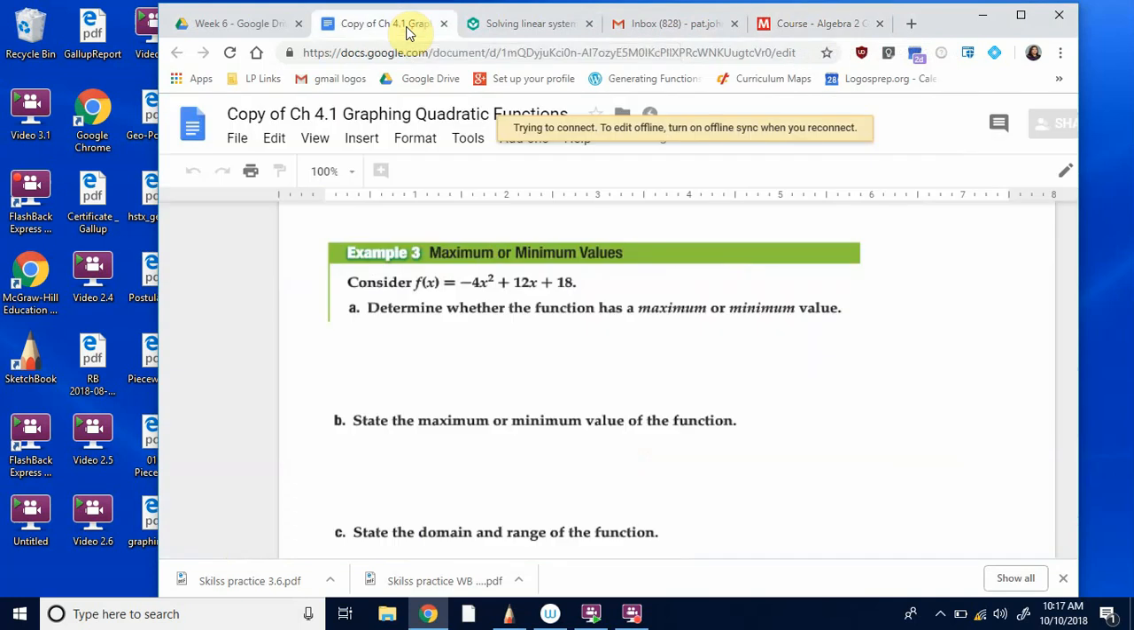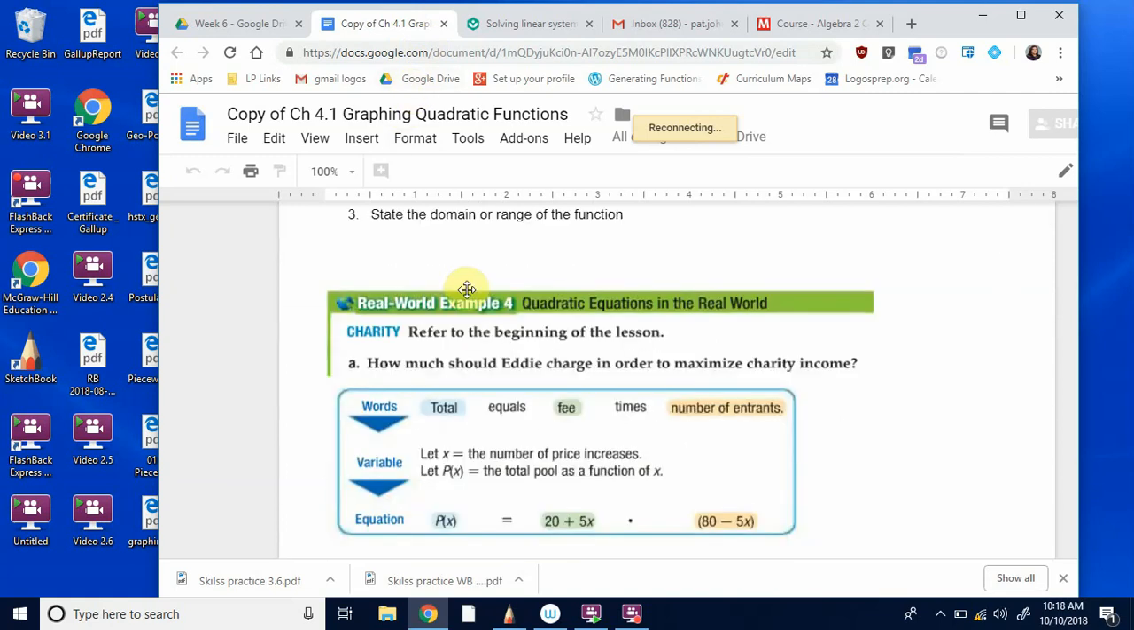So basically it says Eddie's in charge of a golf tournament and maximizing this charity. He wants to maximize the charity income. So he charges a flat fee of $80 per entry. However, he wants to do 80 players. For 80 players, he charges an entry fee of $20 per person. But he wants to do an increase of $5. But for every increase, he loses 5 players. So first of all, we have to write the equation.